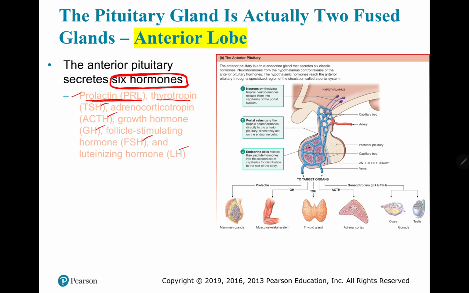Okay? These are the 6 hormones that are produced by the anterior pituitary. So not 5, right? Not 4, not 3, but 6. And remember all 6 of these, please. Okay? And just if you're wondering, is that right here, this portion right here.